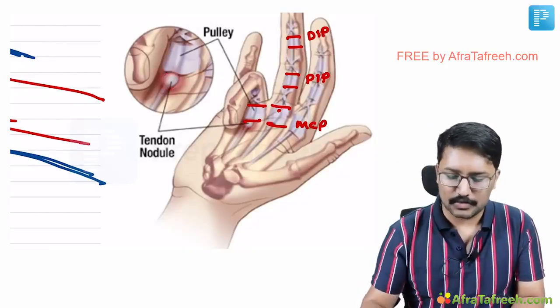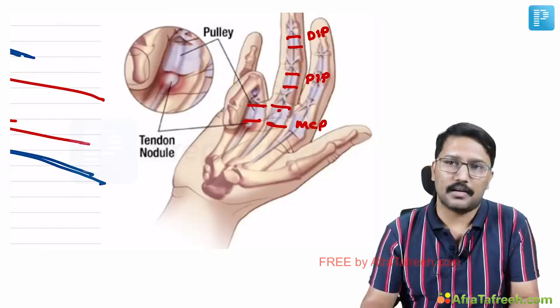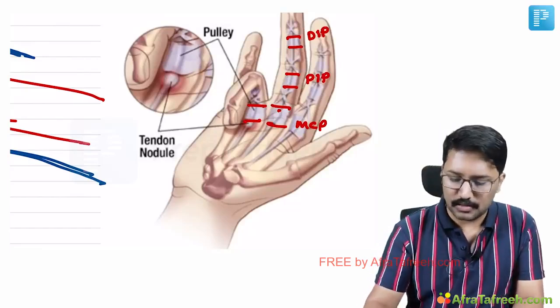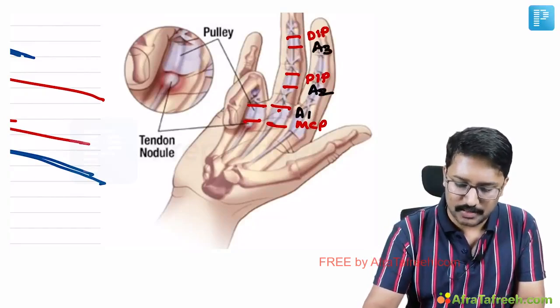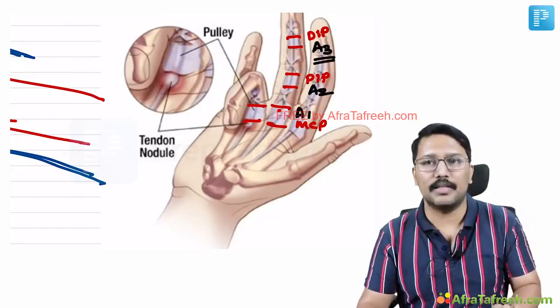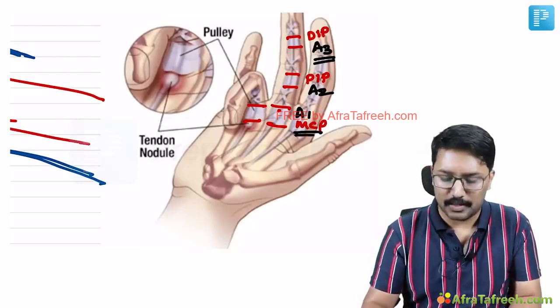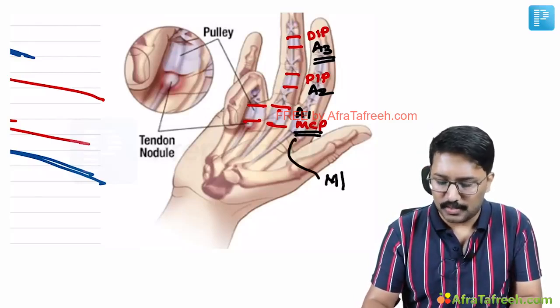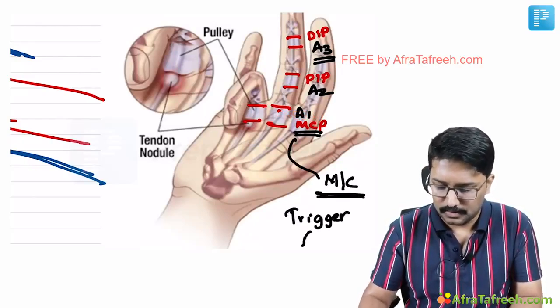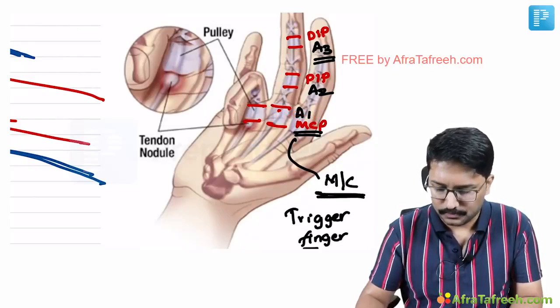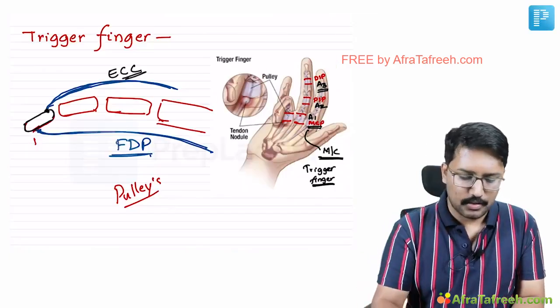Now MCQ-wise they might ask you which pulley is affected in trigger finger, right? These pulleys are usually numbered as A1 pulley, A2 pulley and A3 pulley, right? The A1 pulley is the one present over your metacarpophalangeal joint, and that is the most commonly affected, causing trigger finger. Okay, so this is about trigger finger.